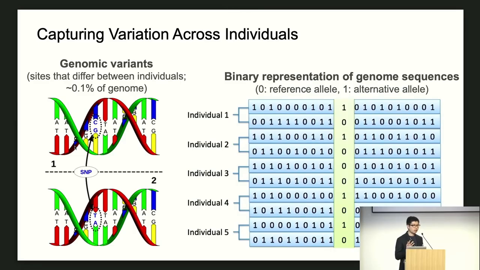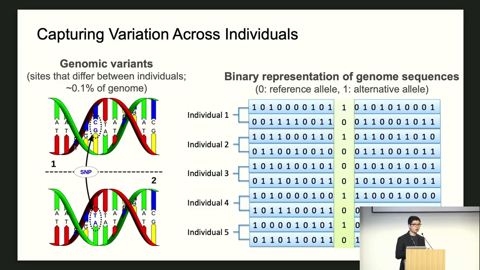In genomics, we often care mostly about the positions in the genome that differ across individuals. These are what are called genomic variants. It's typically around 0.1% of the genome that's different between any given pair of individuals. There are different types of genetic variants, with single nucleotide polymorphisms, or SNPs, being one of the most common types. So it's single letter differences in the genome.